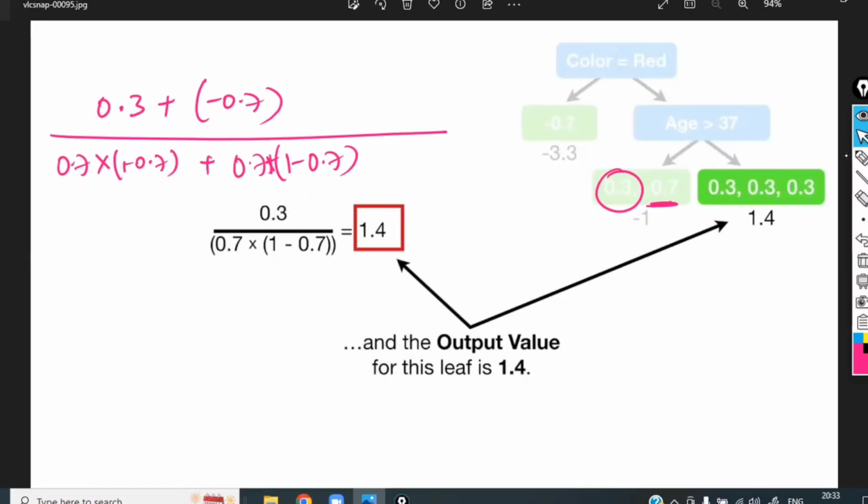Right? Clear, guys? This step is clear. Anyone wants repetition? It is clear?